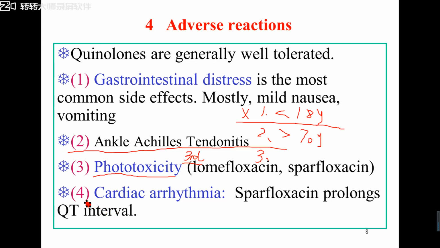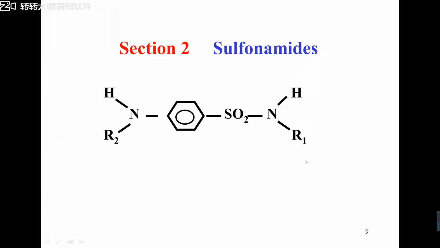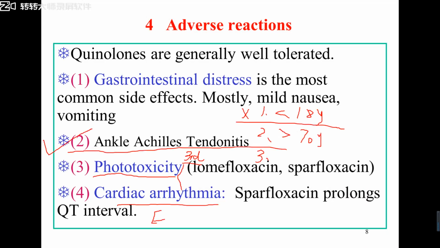The last adverse reaction, which only the third generation quinolones have, is cardiac arrhythmias. Sparfloxacin can prolong the QT interval, so it may induce bradycardia. For this reason, you should pay attention to elderly patients. Okay, so the adverse reactions of quinolones, as we said just now, are fewer and milder than other antibiotics. The major adverse reaction is this one. Quinolones are widely used in clinic, though we explained very fast and very easily. This drug is widely used in clinic because its pharmacological effects are broad and its clinical use is broad.